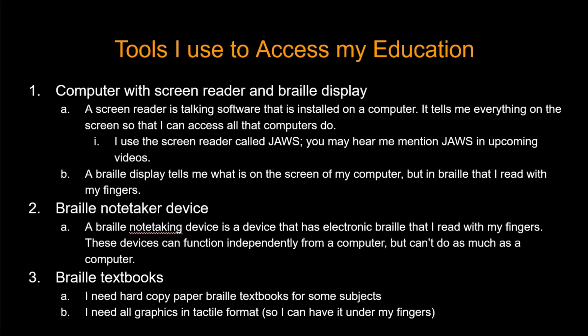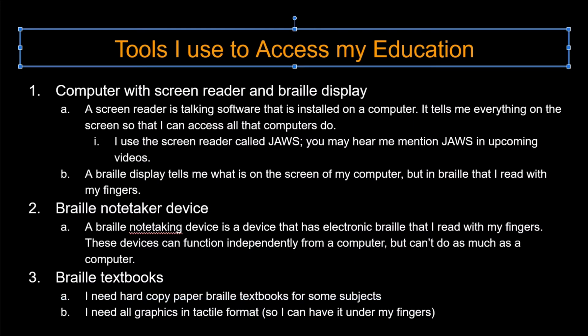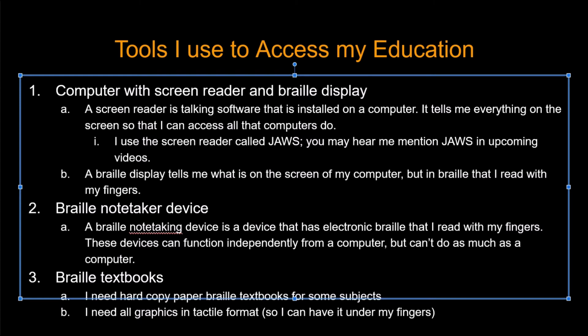Page down. Document content. Tools I use to access my education. 1. Computer with screen reader and braille display. A. A screen reader is talking software that is installed on the computer. It tells me everything on the screen so that I can access all that computers do. 1. I use the screen reader called JAWS. You may hear me mention JAWS in upcoming videos. B. A braille display tells me what is on the screen of my computer, but in braille that I read with my fingers.